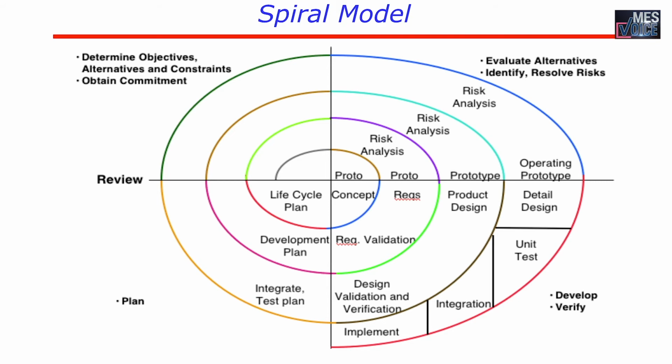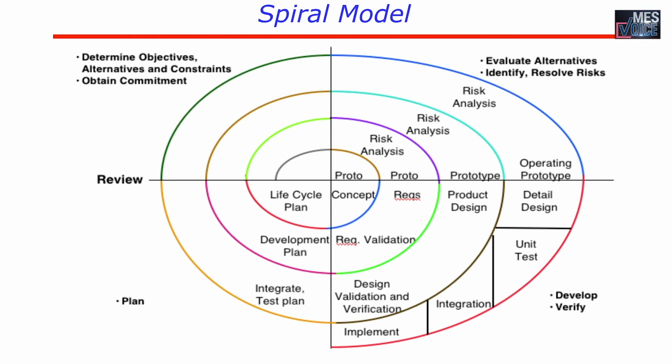The exact number of loops in the spiral is not fixed, and each loop of the spiral represents a phase of the software process. For example, the inner loop might be concerned with the feasibility study, the next loop with requirement specification, the next with the design and so on. Each phase in this model is split into 4 sectors, and the activities carried out during each phase are objective identification and planning, alternate evaluations and product development.